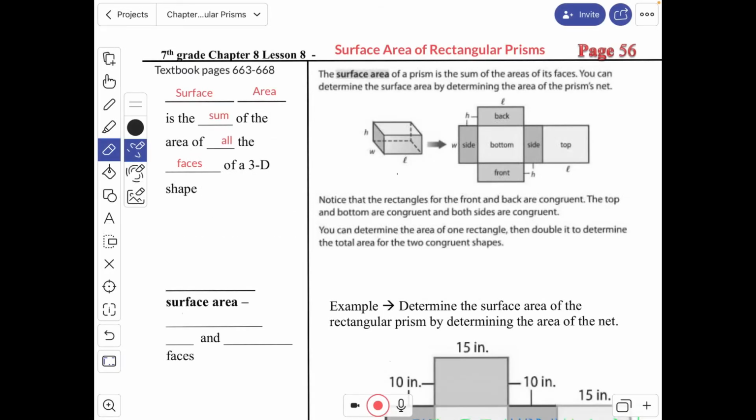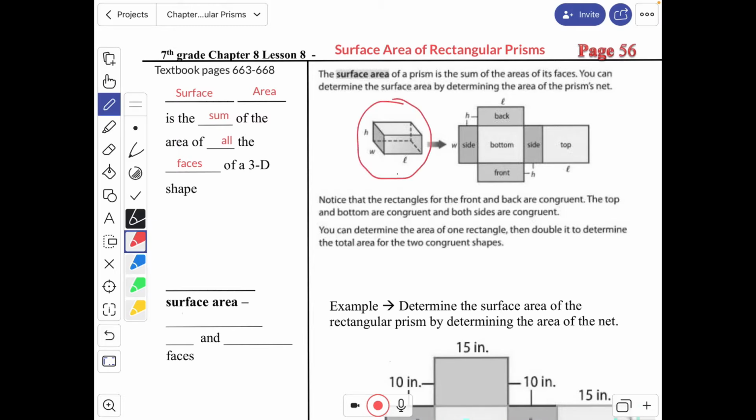Today we're covering Chapter 8, Lesson 8, Surface Area of Rectangular Prisms. This is in your textbook on pages 663 to 668. Surface area is the sum of the area of all the faces of a 3D shape.